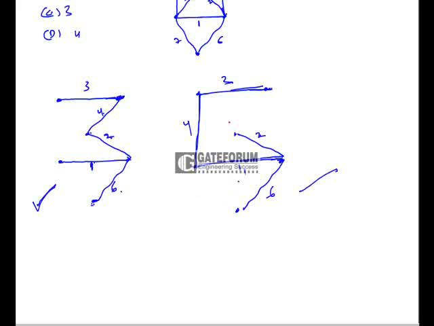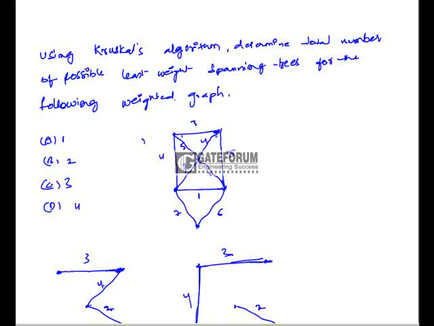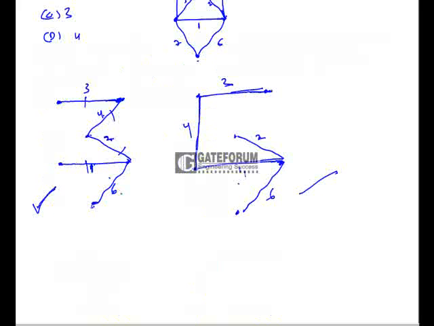And one more thing, the number of edges in the spanning tree should be n minus 1 if there are n vertices. Here the number of vertices is 1, 2, 3, 4, 5 and 6. So the number of edges should be n minus 1, which is 5. This is one edge, this is another edge, 3 and 4, and this is 5. That means if there are 6 vertices in this graph, the minimal spanning tree should have only 5 edges. So here we got 5 edges.